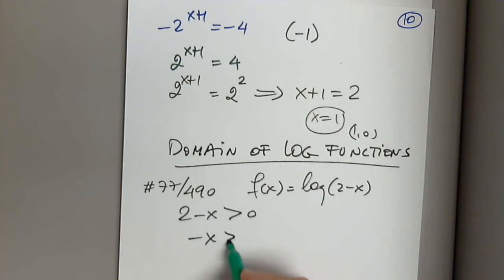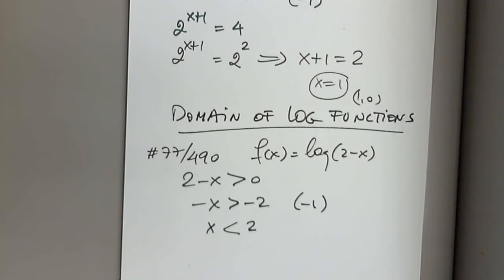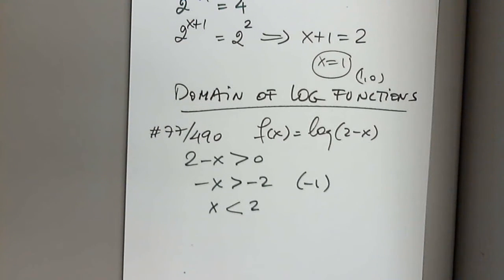Negative x greater than negative 2. I divide or multiply both sides by negative 1, and I get x and 2. Very good. I have to change the symbol, so I'll change from greater than to less than. And then the domain of this function is (-∞, 2).